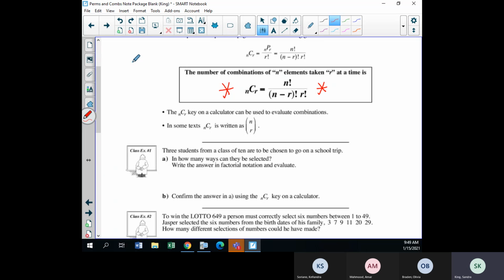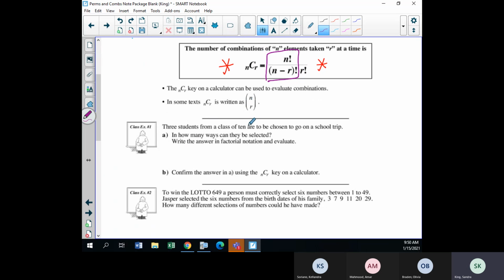Okay, so this is your formula for a combination. It is identical to a permutation, with the exception that a combination tacks on an r factorial in the denominator. This was the formula for a permutation. You will be given this on your formula sheet. Okay? So let's do this first one, and they want us to use the formula.